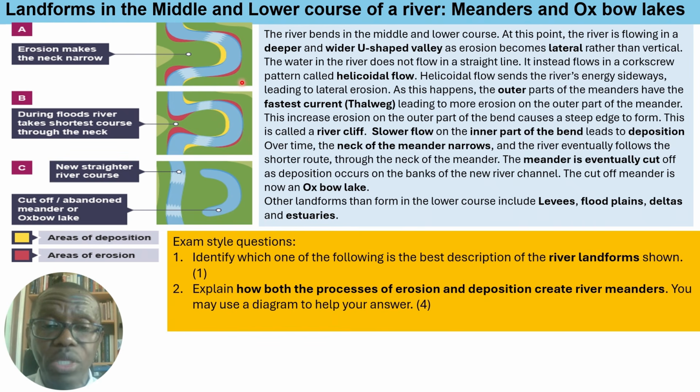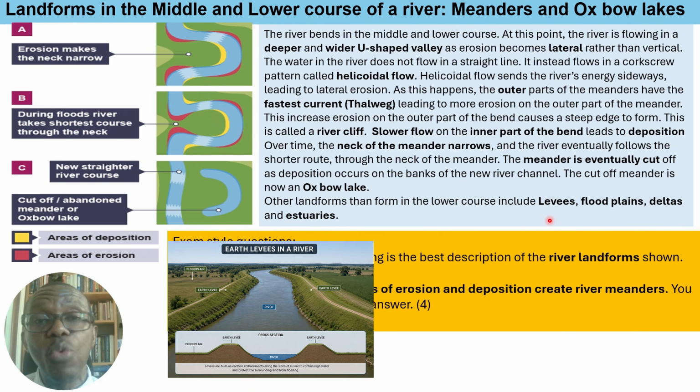So here we have talked about a couple of landforms. We've talked about the meander, which is the bend in the river. Then we've talked about the river cliff as well, and then we've talked about oxbow lakes. So those are landforms that are created in the middle and in the lower course of a river. But then we also have other landforms, and those will include levees. Levees are embankments that will be formed on either side of a river, and they will be formed when the river bursts its banks.